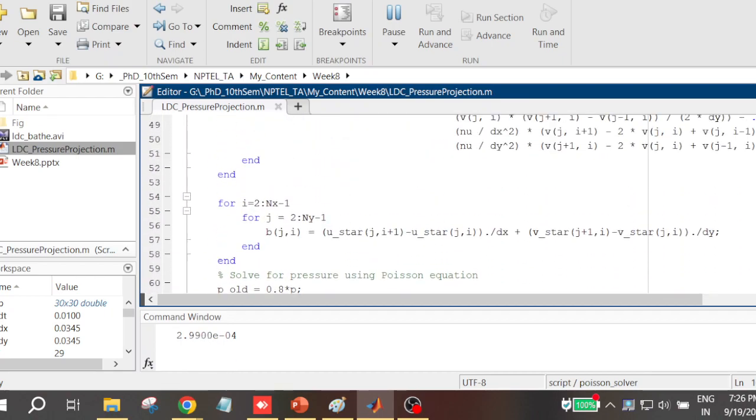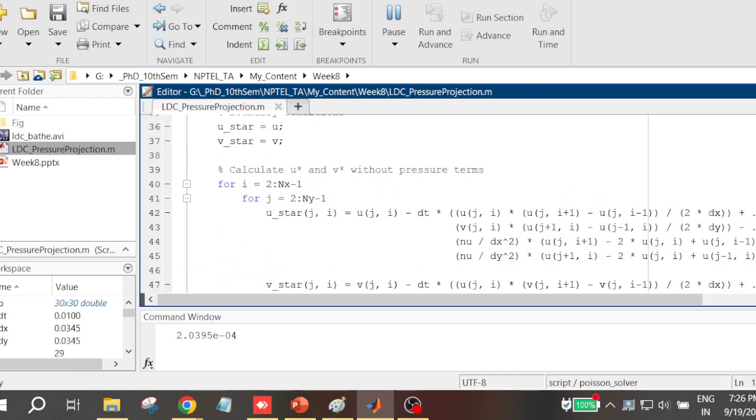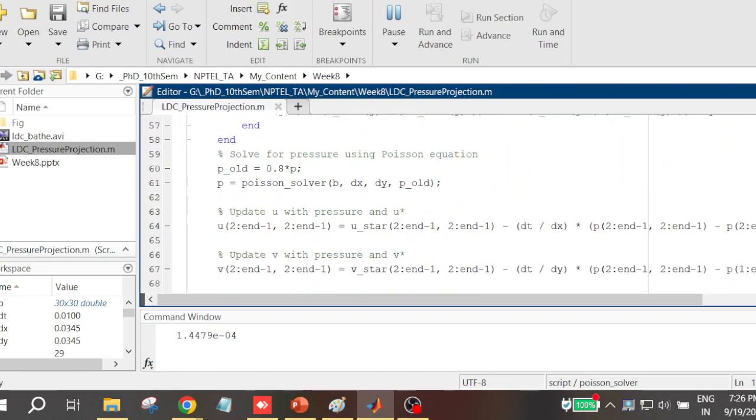That is the second step. The u star, v star calculation is the first step. The second step is pressure Poisson, and you can see that I have kept it 0.8 into P. I am starting the pressure Poisson with the previous time step's pressure, but I am slightly under relaxing, just not to overshoot and go into divergence. You can see that the results are also converging here. It has already reached the residual of 10 raised to minus 6 now.